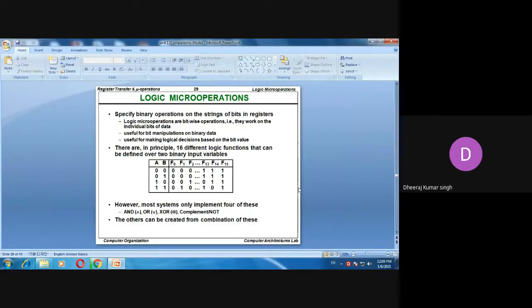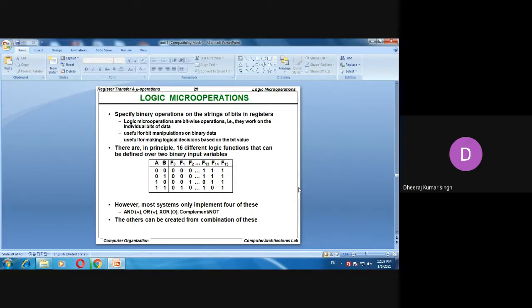We said here that the logic micro operations are totally dependent on the number of binary variables. Whatever the number of binary variables, the number of operations that can occur on them is always 2 to the power 2 to the power n, where n is the number of binary variables. How many binary variables are present here? Two binary variables. So the total number of operations that can occur on two binary variables is 2 to the power 2 to the power 2, so a total of 16 operations can occur.